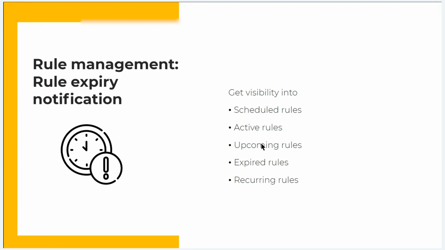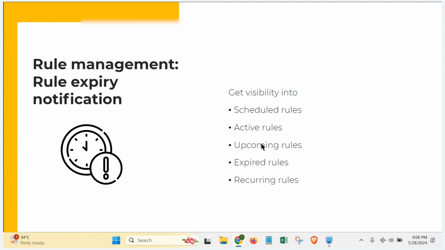Firewall Analyzer's expiry notification feature can help network security admins to track and keep status of all the rules that have expired. So it helps you to get visibility on all the firewall rules for which any kind of schedule has been set, and it helps you to view a list of active rules, upcoming rules, expired rules, and also recurring rules. So let me take you to the product to show you on expiry rules.